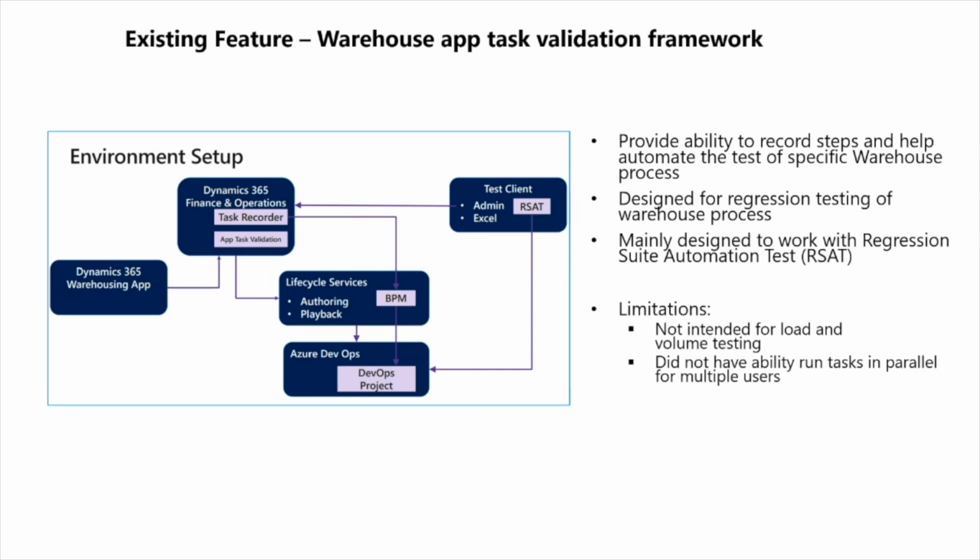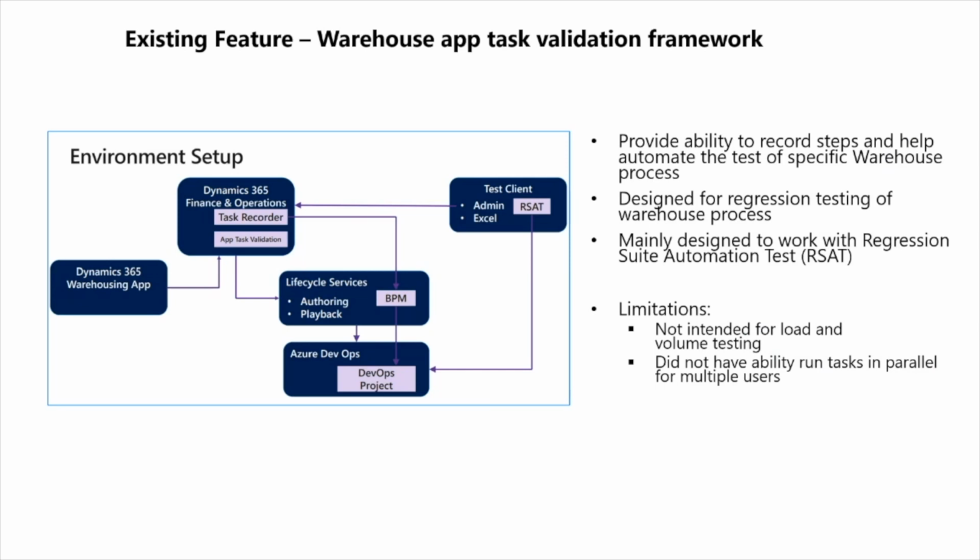If you look at the diagram, in the Warehouse App Task Validation Framework in Dynamics 365 SCM, you create specific warehouse tasks and record steps of the warehouse process using the Warehouse Management app. You can then record the task guide of the execution of the warehouse process, store the recording to LCS and DevOps, and attach it to a specific test case. You can then sync the test cases to the test plan in RSAT. At that stage, you can modify the parameter files and execute the test in RSAT.